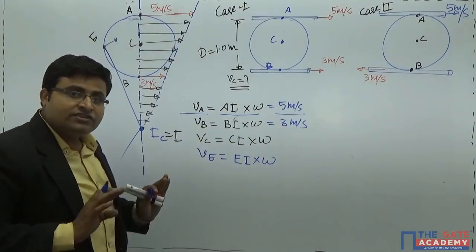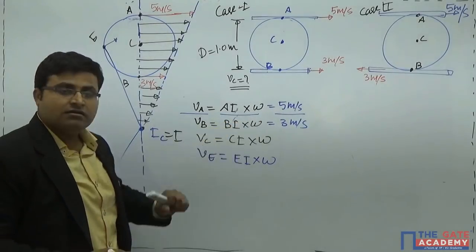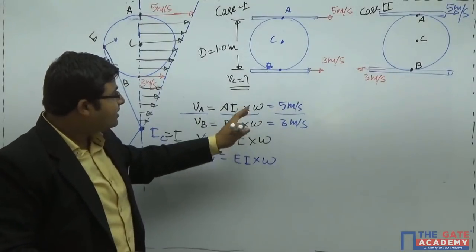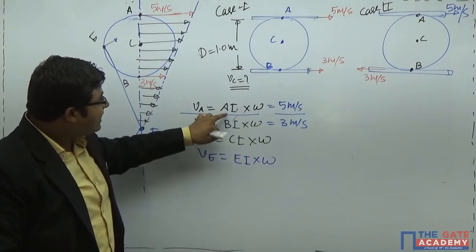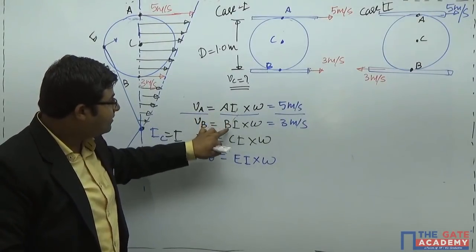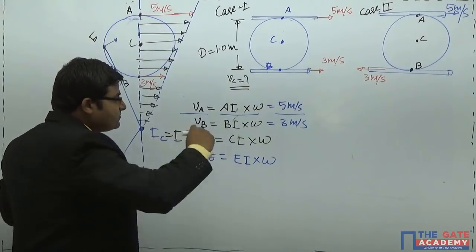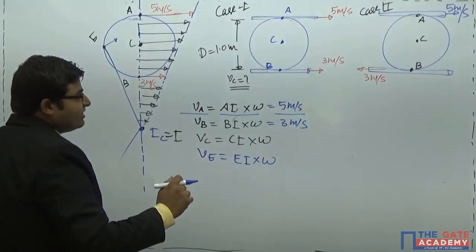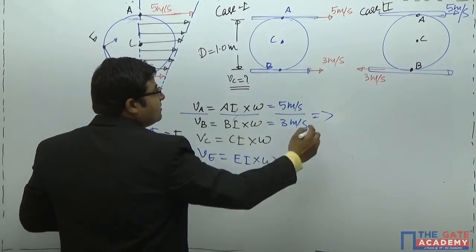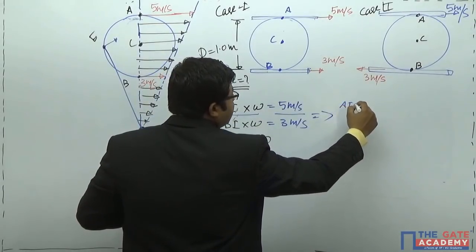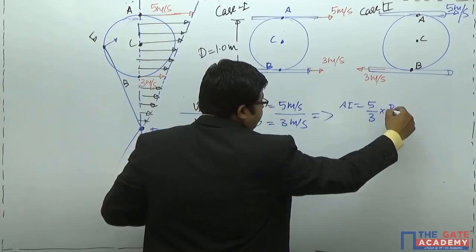The advantage of this division will be only that we can eliminate this omega. Got it? We can eliminate this omega because this is unknown to us, and we can get a relation between AI and BI. That will be helpful for us. How? I'll tell you. If we divide like this, what we will get? With this relation we'll get AI is equals to 5 by 3 times of BI.